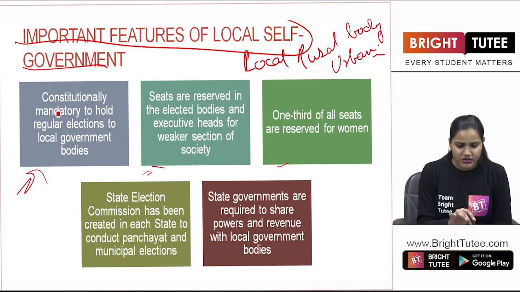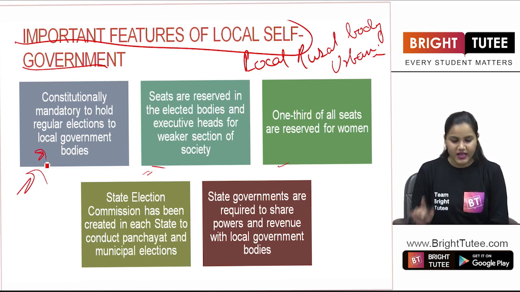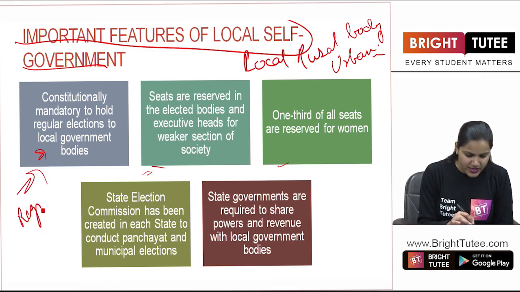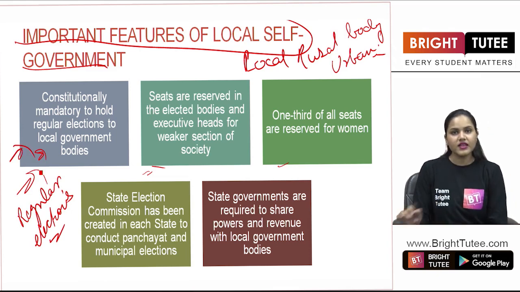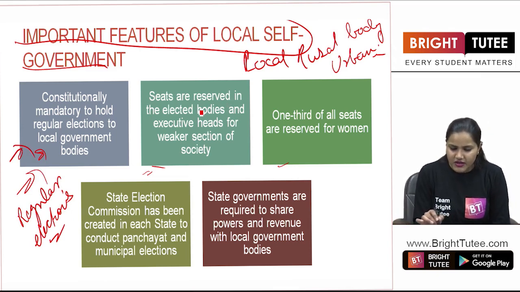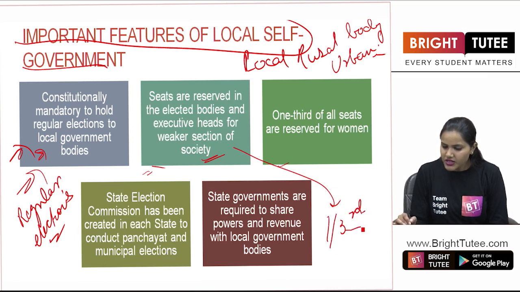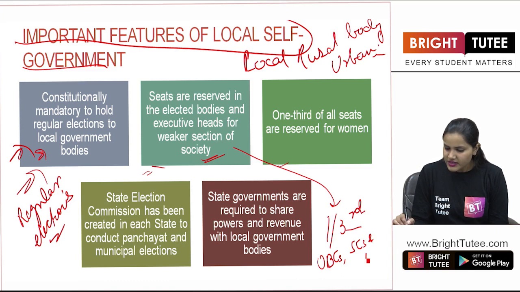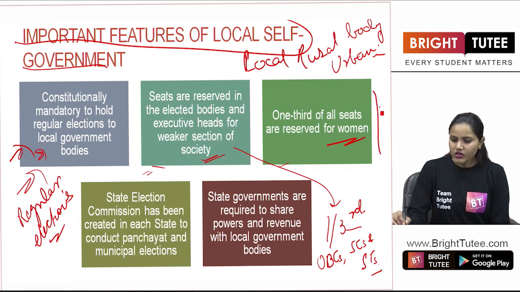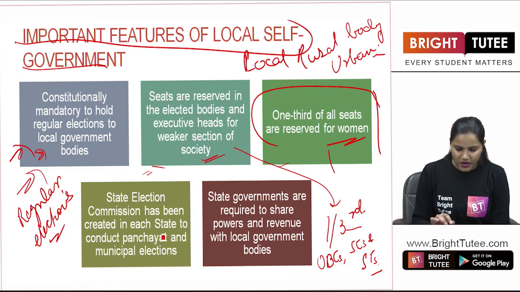It is constitutionally mandatory to hold regular elections to local government bodies. The first point to keep in mind is that regular elections have to be held at the local level. The second point is that seats are reserved in the elected bodies and executive heads for weaker sections of society. Here we are talking about one-third reservation of seats for women as well as for the weaker sections, which include OBCs, SCs and STs. The reservation of women also comes under this point.